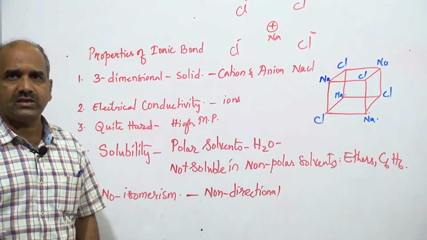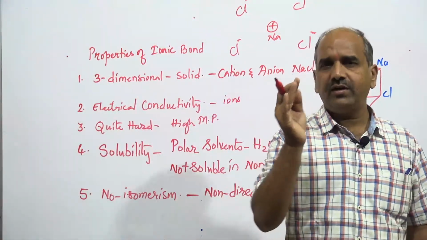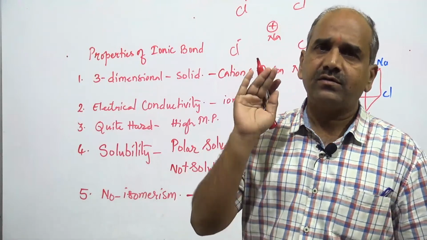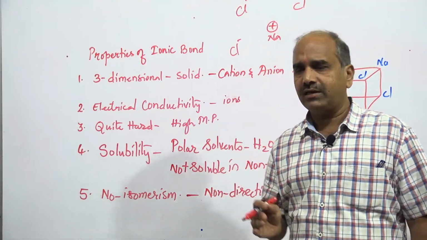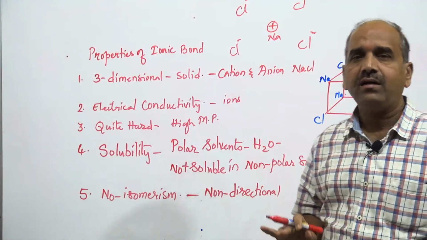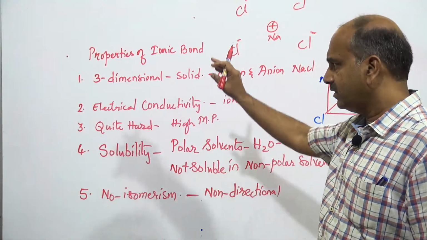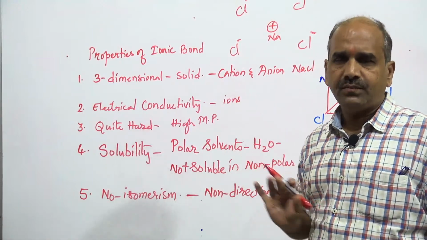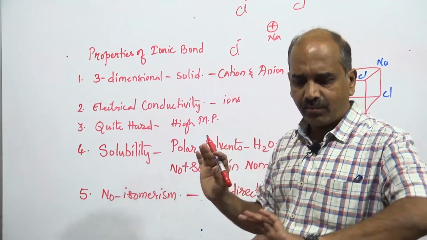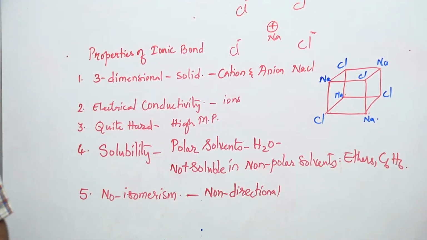So it is non-directional. But when you go to the covalent, it is shared only between those two sharing atoms. So covalent will be directional, but ionic bond, they are non-directional. So these are the 5 points of the properties of ionic bond. Later, let's move further.